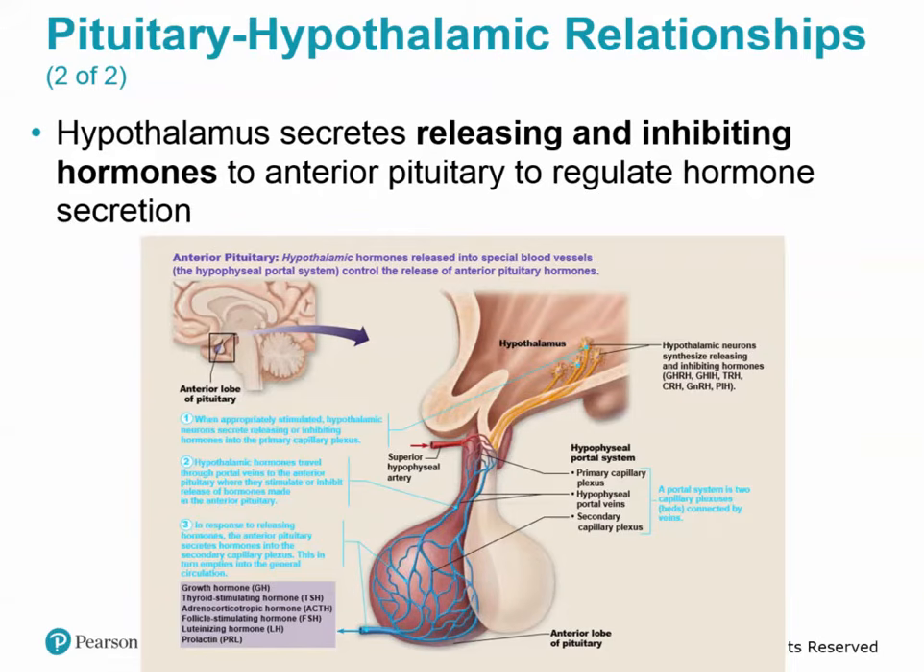The hypothalamus secretes releasing and inhibiting hormones to the anterior pituitary to help regulate its hormone secretion. Some of the hypothalamic releasing and inhibiting hormones include things like your growth hormone releasing hormone, thyroid releasing hormone, corticotropic releasing hormone, right? These are going to stimulate the anterior pituitary to secrete its growth hormone or thyroid stimulating hormone, right? And adrenocorticotropic hormone. We'll look at all of these hormones a little more in depth as we go along.